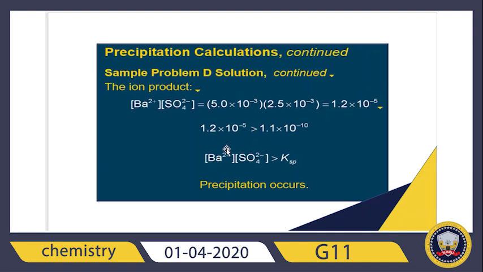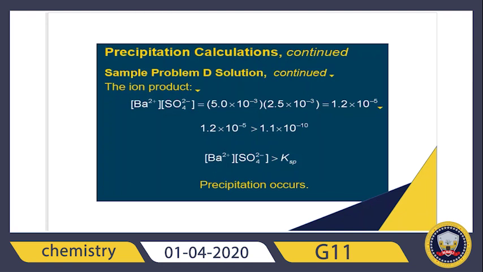Of course, this is the Ksp value for what? The Ksp value for the solid barium sulfate. So as you can see, the concentration of these ions is greater than the Ksp of barium sulfate. Then, according to that, precipitation occurs.